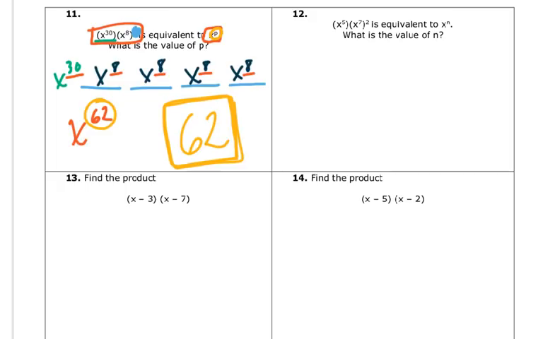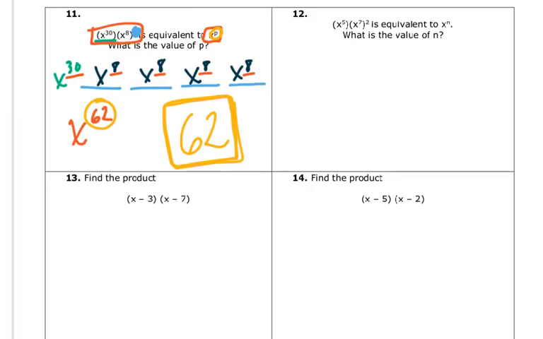Same idea. Okay, so with number 13, you guys did this for several days. This is one of the most important things that we do in Algebra 1. Multiplying binomials will happen for the rest of your mathematical career. It is a very, very important skill to know from Algebra 1.